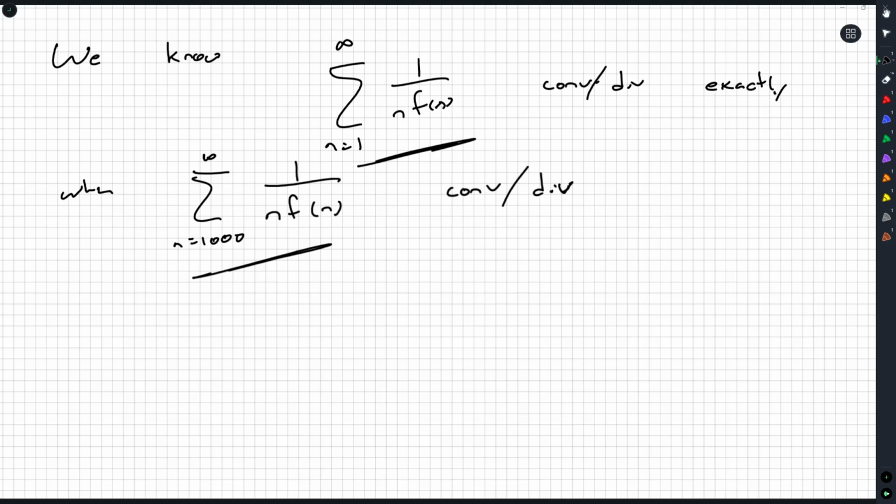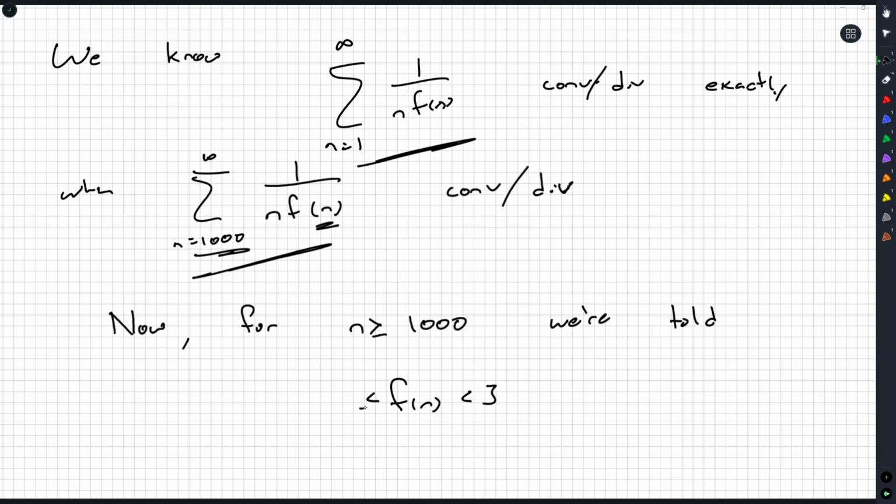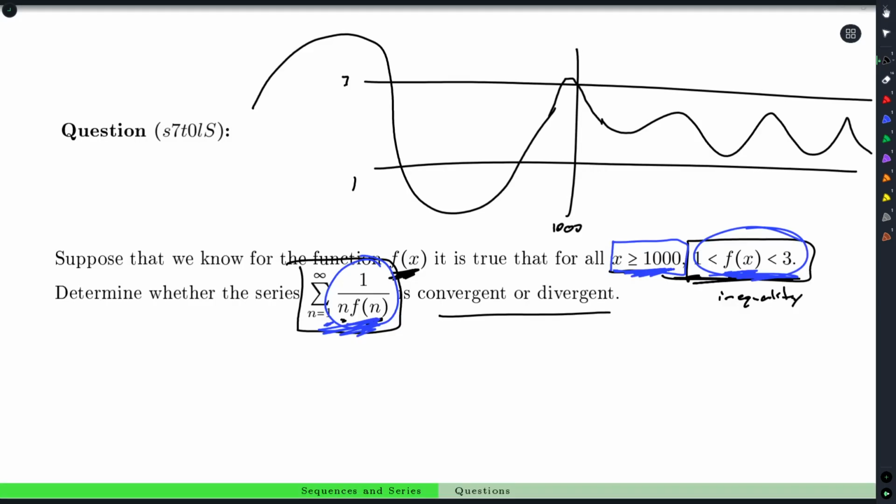So we shift around, and we say, okay, so now for all our values of n that are greater than or equal to 1,000, which are the only values of n that we're concerned with now, we're told that f at n is less than 3, greater than, it is greater than, well, let's just double check. It doesn't really matter if it's less than or equal or greater than or equal, but it's good to ask. Okay, yeah, it is less than. So we've got this inequality.